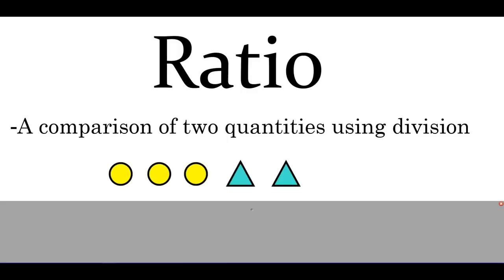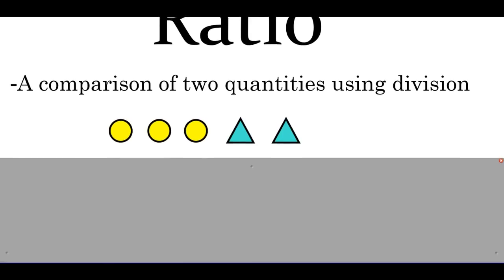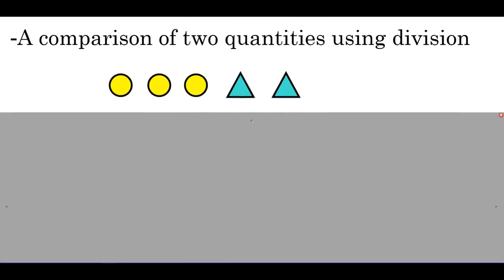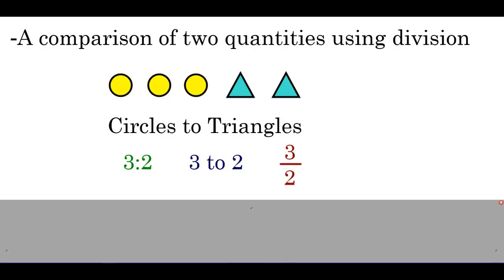So in this case, we have circles to triangles. As we look at it, it depends on how you are asked to write it. Circles to triangles would be the way to do it. So the circle numbers would go first, triangle number would go second. And again, there's the three different ways that you can write a ratio. We rotate it.